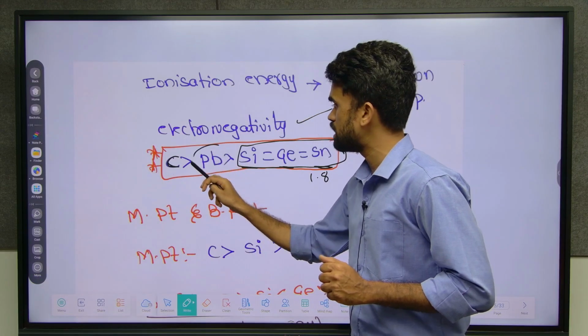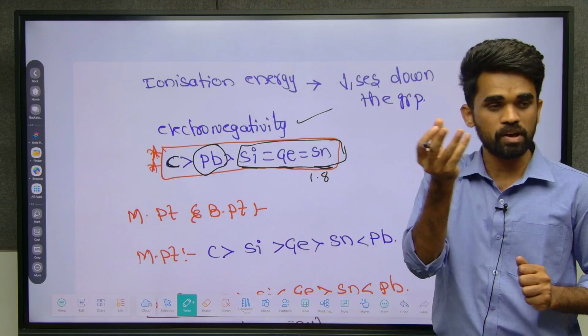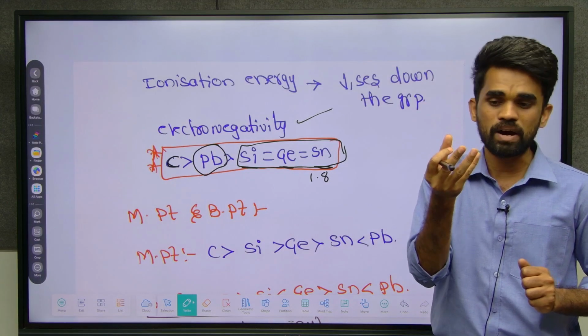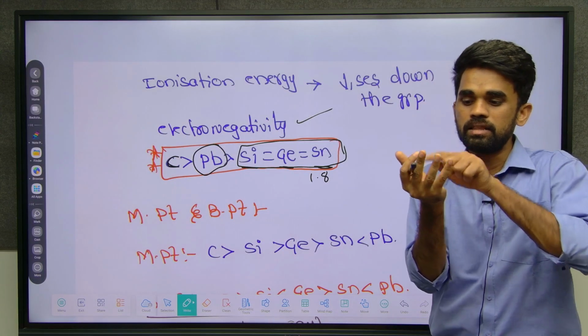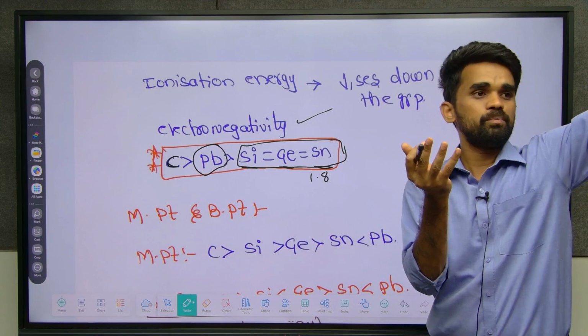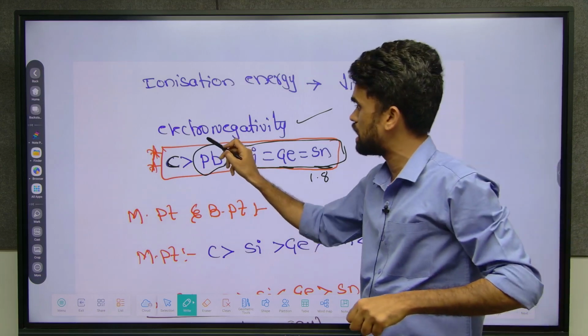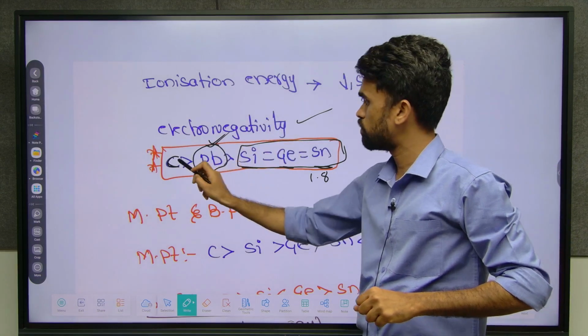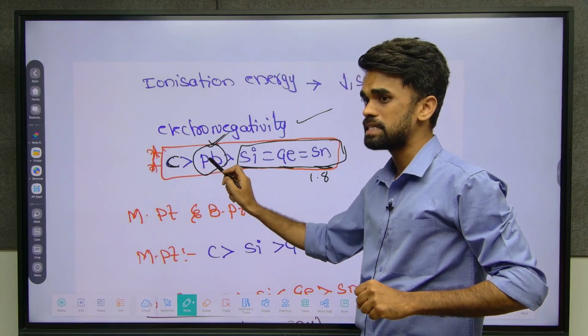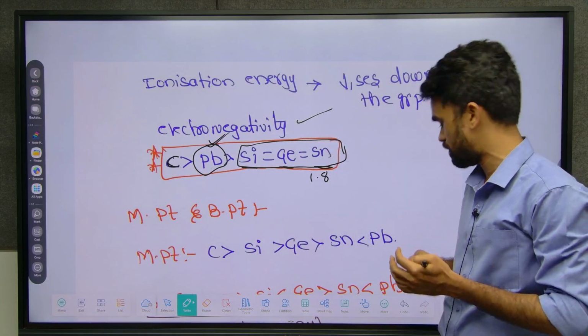Sir, why does lead have more? Due to lanthanide contraction, the f orbital is involved now. So what happens due to poor shielding? The nuclear force acts up to the nth level. So the positive charge of the nucleus will drag the electrons. That's why its electronegativity is highest here. So what is the first one? Carbon. Next, lead. The remaining three have equal electronegativity values.